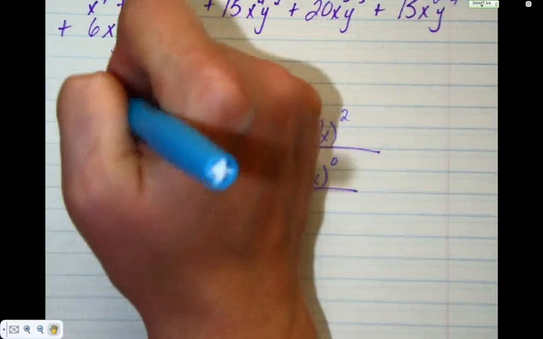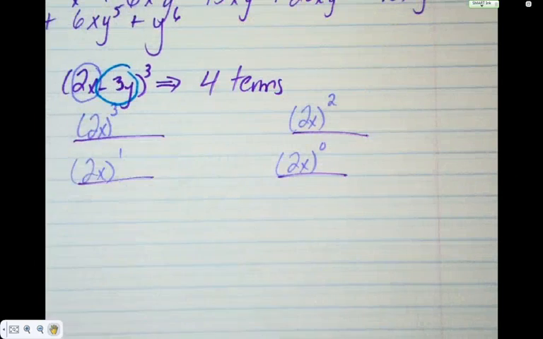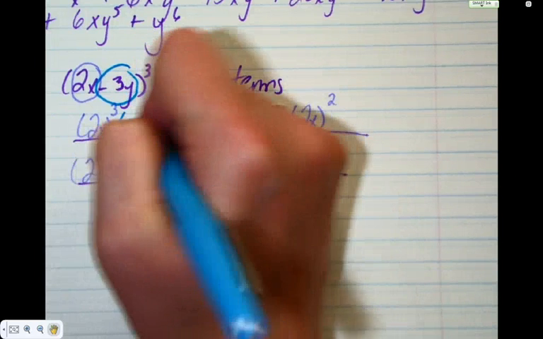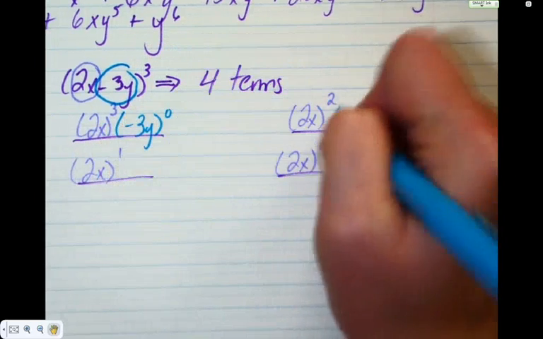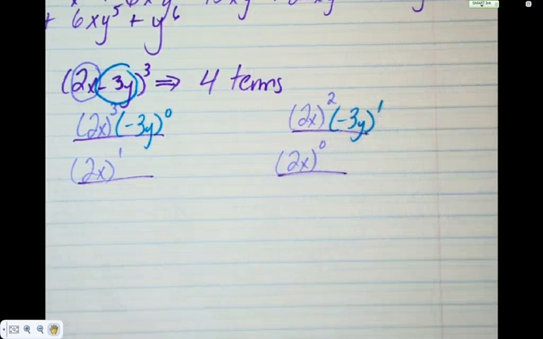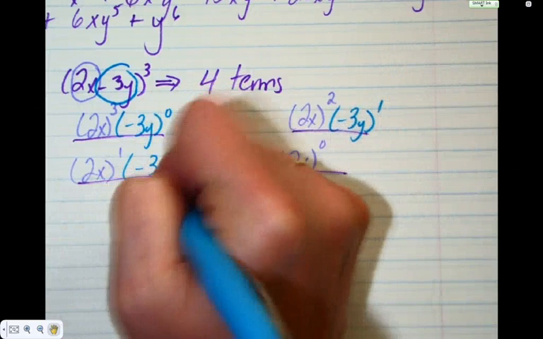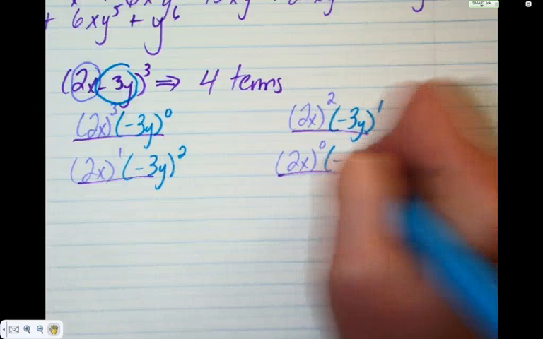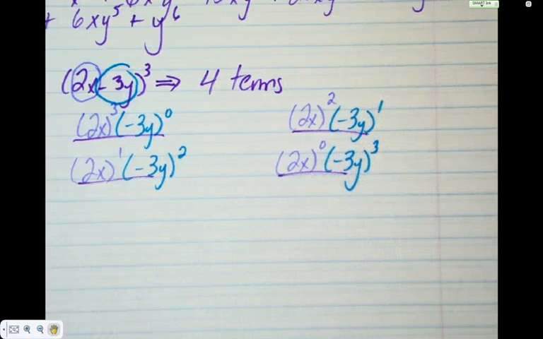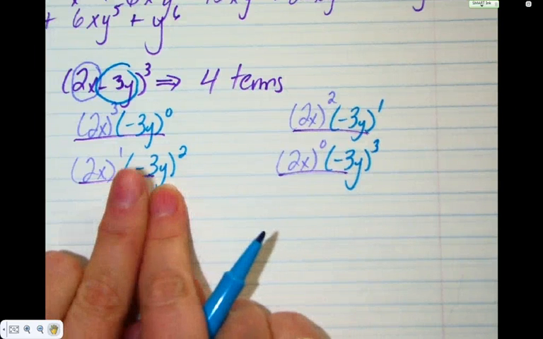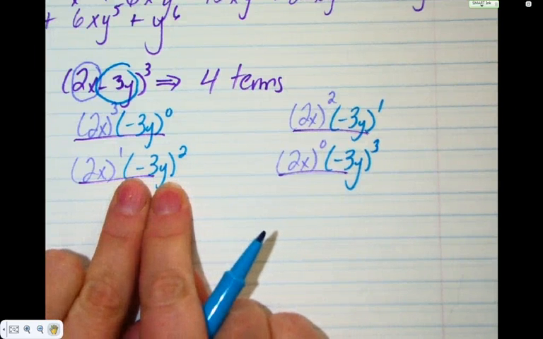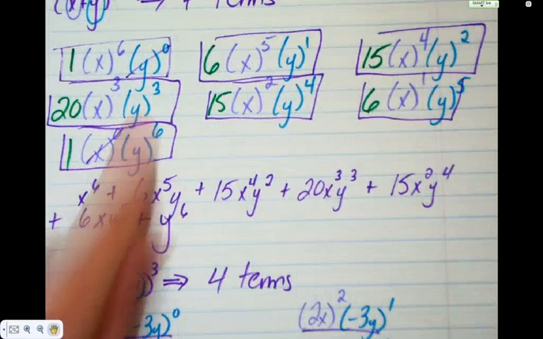The negative 3y, you'll notice I'm including that negative with the 3. So negative 3y is going to start with 0 and go up to 3. So negative 3y to the 0, negative 3y to the 1, negative 3y to the 2, negative 3y to the 3. And you'll see in this one why the brackets are so important, because, for example, in this term, the negative 3 and the y are going to be squared. That's why I just get in the habit of putting everything in brackets.